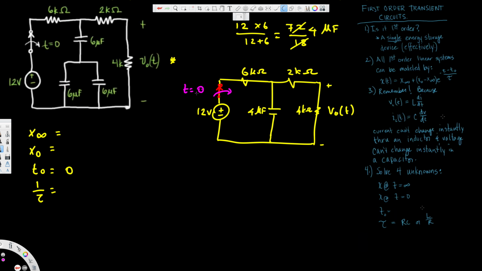So after t is equal to 0, when t is greater than 0, we are going to open this switch, right? When t is greater than 0, we are not going to have this part, because when we open the switch, this is nothing, right? So we are only going to have this one right here. So let's draw that one right here.